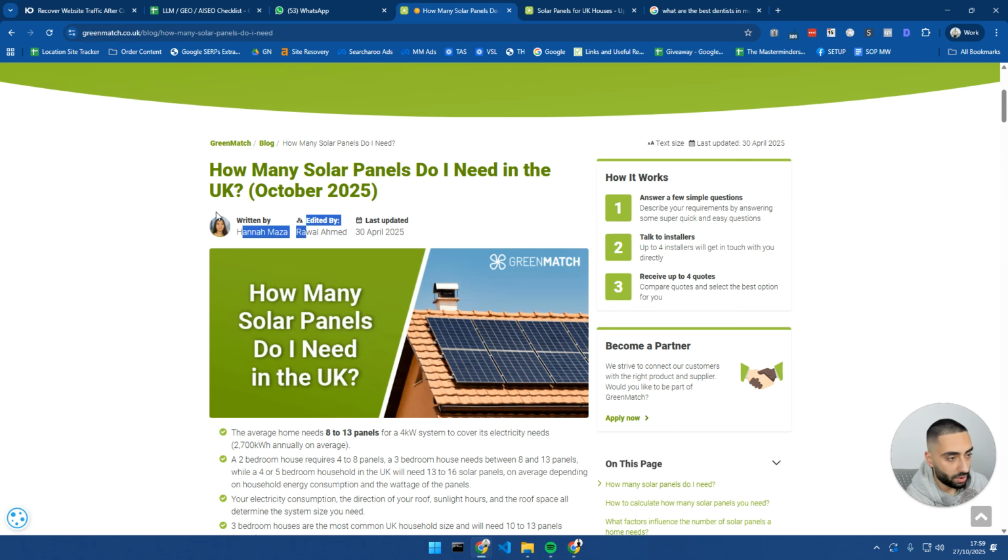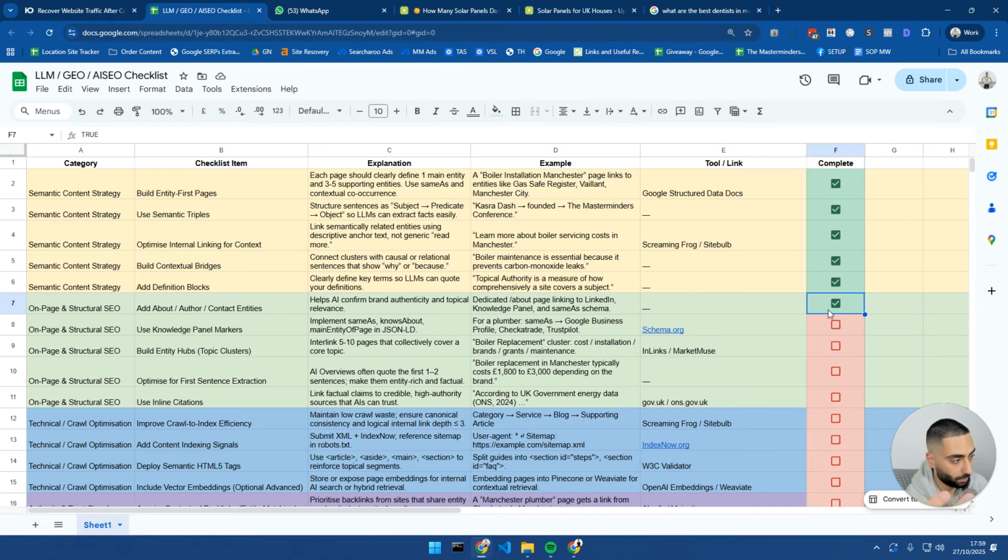Now, the more information that you can give it like this, again, the LLMs will help, or you'll basically help the LLMs, and they will obviously think that you are more of an expert if you're specifically talking about solar panels, or if you're specifically talking about SEO.